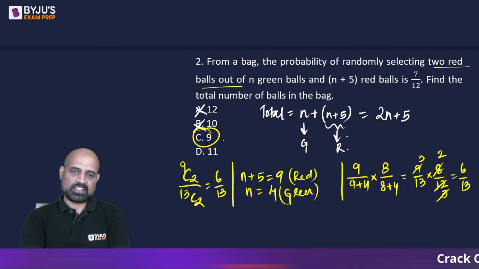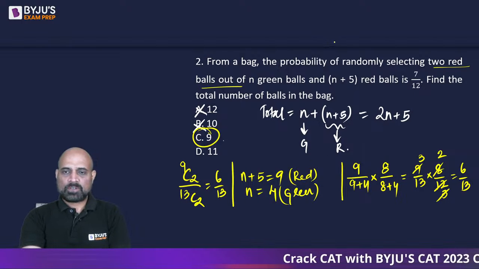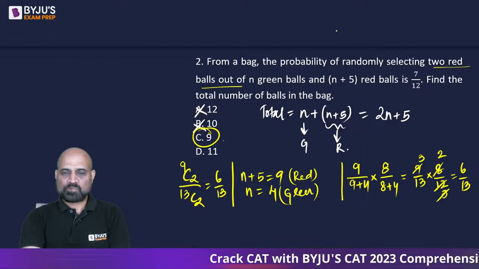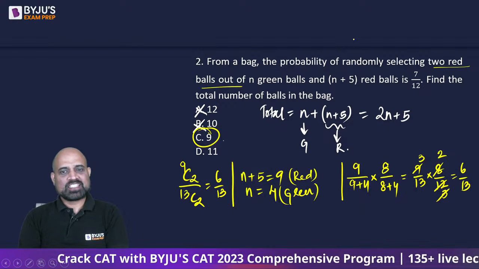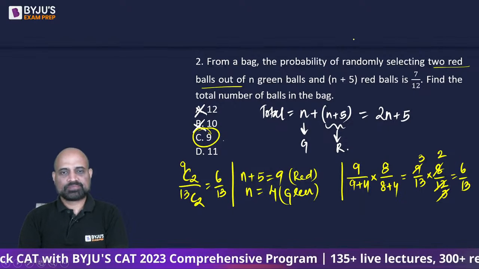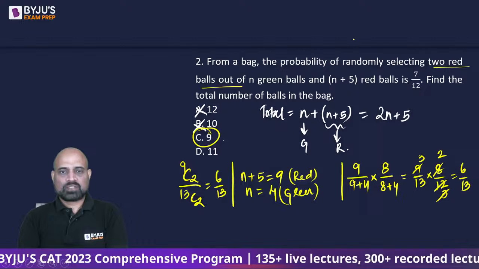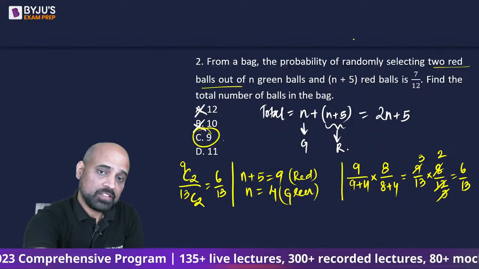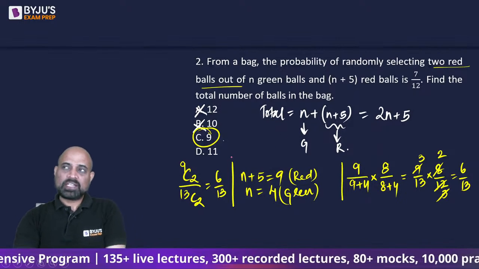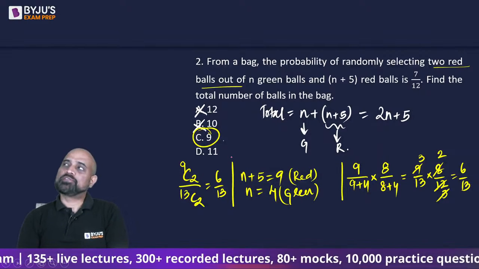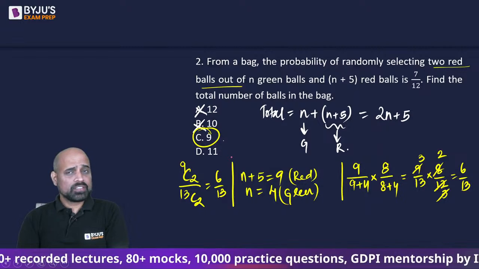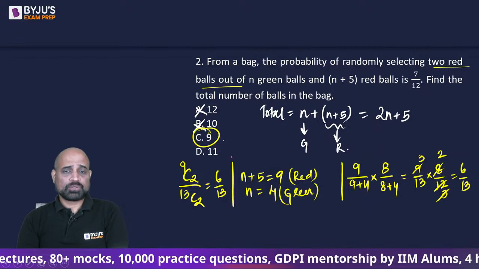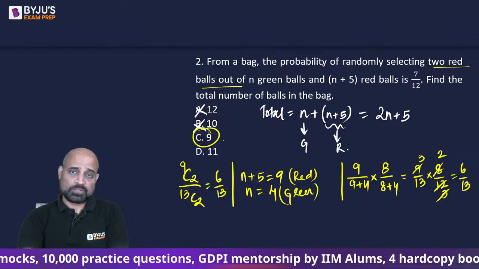What if I say that 2 red balls have to be selected? It will still not result in 7 by 12, right? So matlab 9 nahi hai. Let's try 11 then. But will 11 reduce to 7? It won't, right? 11 will not reduce to 7.